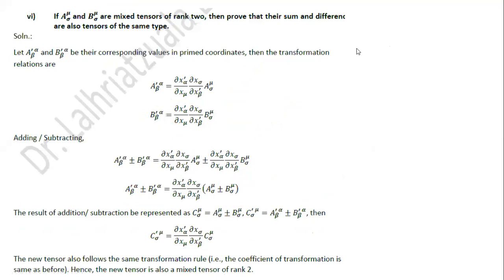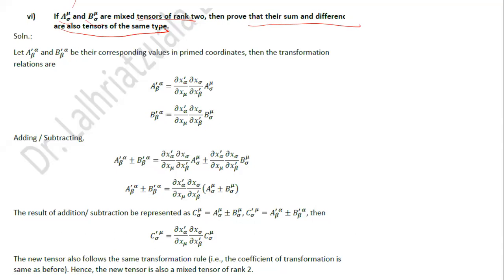Now, this is another very simple problem. If A mu sigma and B mu sigma, see, if you look at this, mu is in superscript, sigma is in subscript, then mu is the contravariant index, sigma is the covariant index. So if a particular tensor has both a contravariant index and a covariant index, this is a mixed tensor. So if these are mixed tensors of rank 2, then prove that their sum and difference are also tensors of the same type.